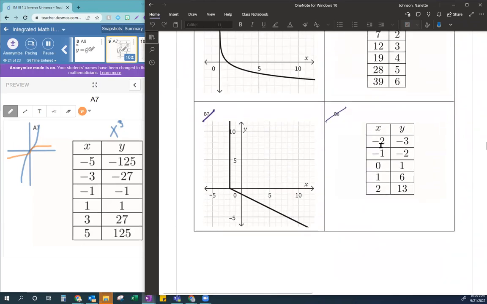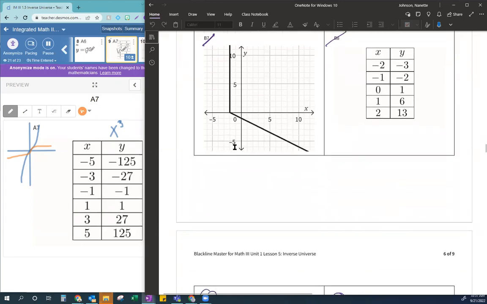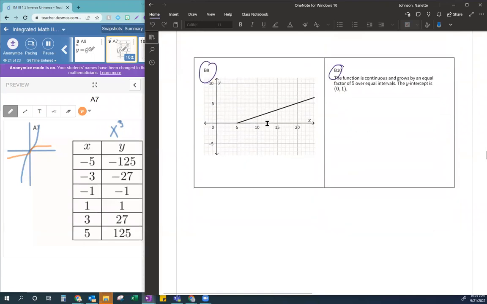Let's see, that one's a no. That's no, because look, I'm supposed to get -1, -2. No, because if this is -1, this is supposed to be -2, and that doesn't work. That one's a no. This one's a no.